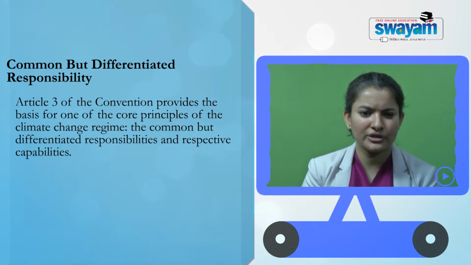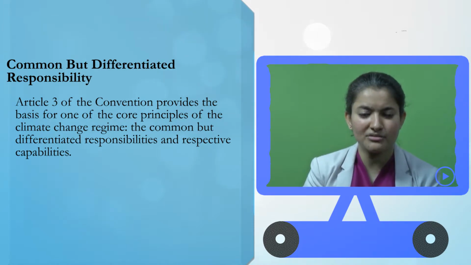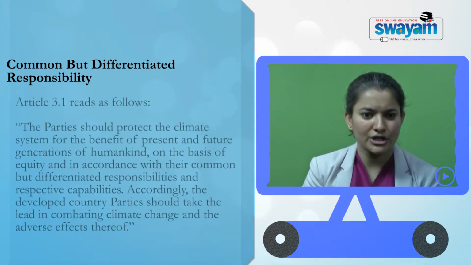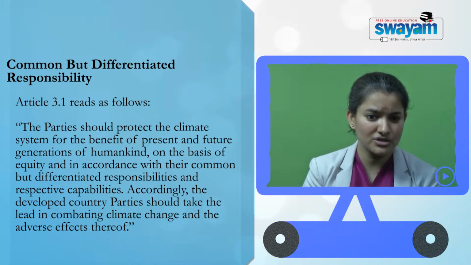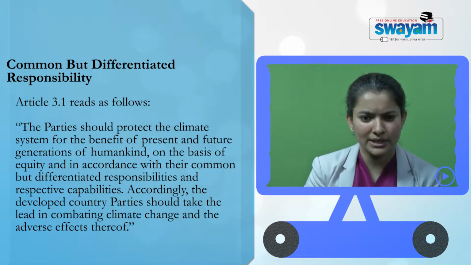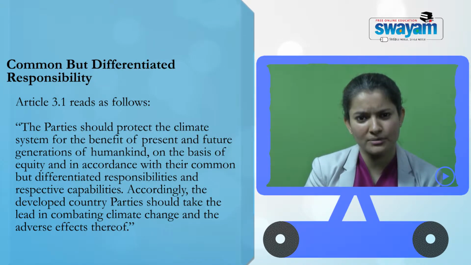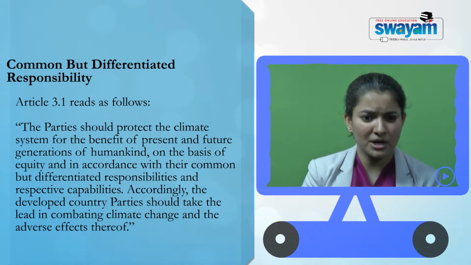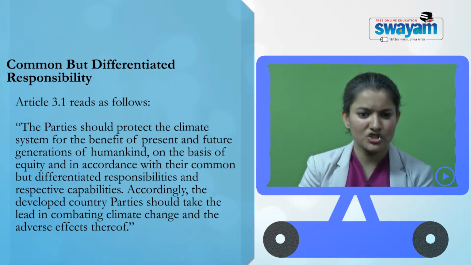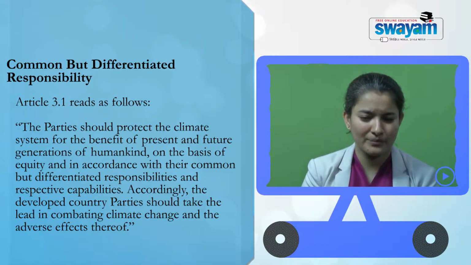Moving further, Article 3 of the UNFCCC provides the basis for another core principle of the climate change regime, that of the common but differentiated responsibilities and respective capabilities. Article 3.1 specifically says that parties should protect the climate system for the benefit of present and future generations of humankind on the basis of equity and in accordance with their common but differentiated responsibilities and respective capabilities. Accordingly, the developed country parties should take the lead in combating climate change and the adverse effects thereof.